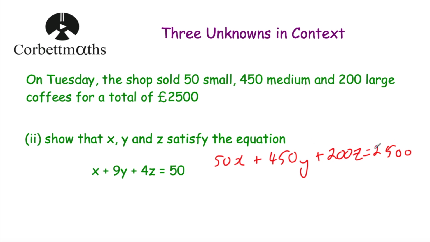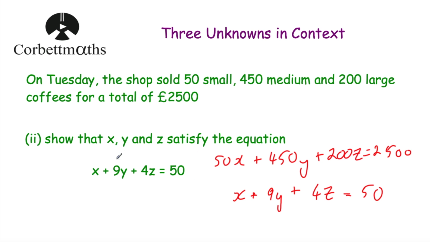Well, they're all divisible by 50. We can divide this whole equation by 50, so that means we can divide each of them by 50. 50x divided by 50 would be x, plus 450y divided by 50 would be 9y, plus 200z divided by 50 would be 4z. This is fantastic. And finally, 2,500 divided by 50 is equal to 50. And that's it. We've created that second equation.